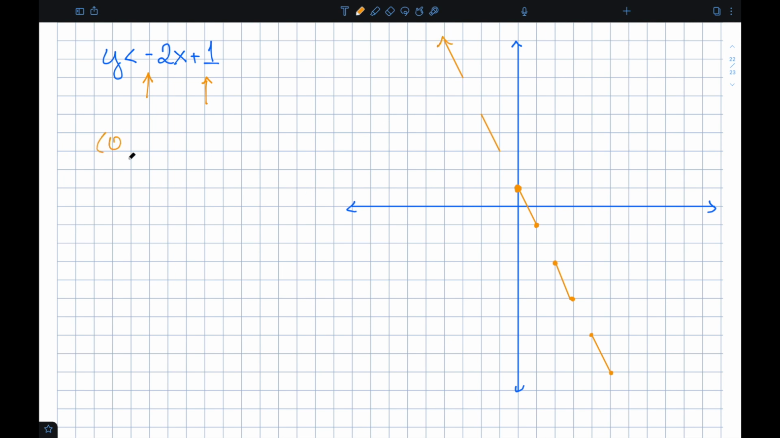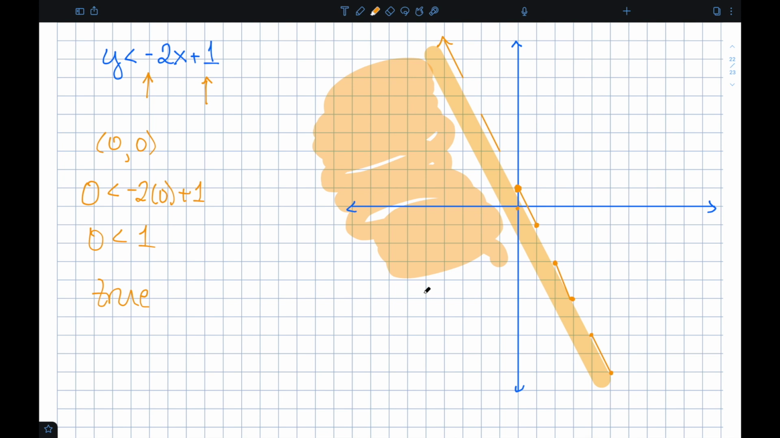And then we take a point not on the line like 0, 0. This says 0 is less than negative 2 times 0 plus 1, or 0 is less than 1, which is true. Since the point 0, 0 is on this side, and I have a true statement, I can shade this side of the line, and everything shaded will be my solution.